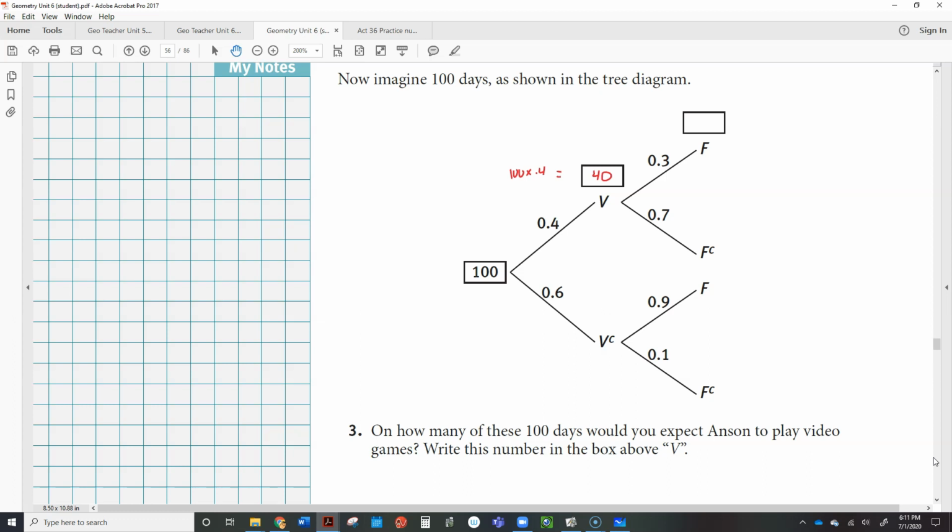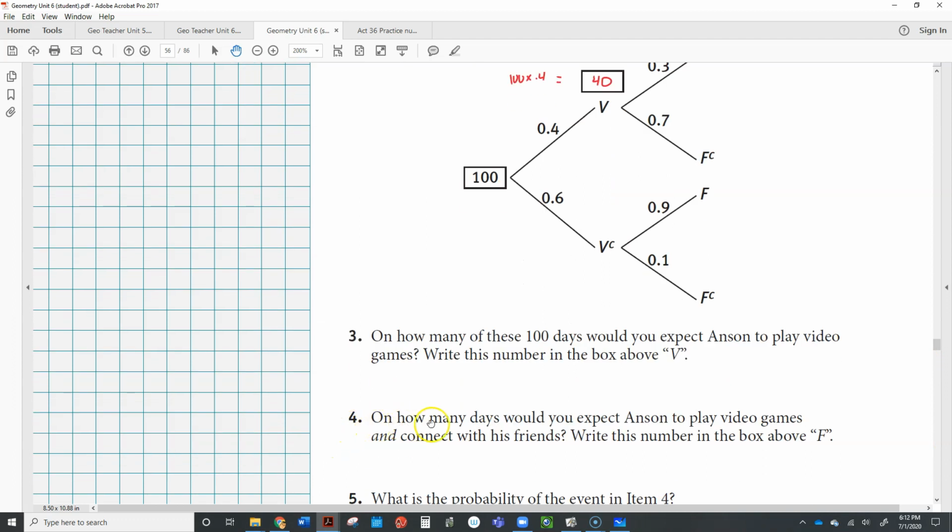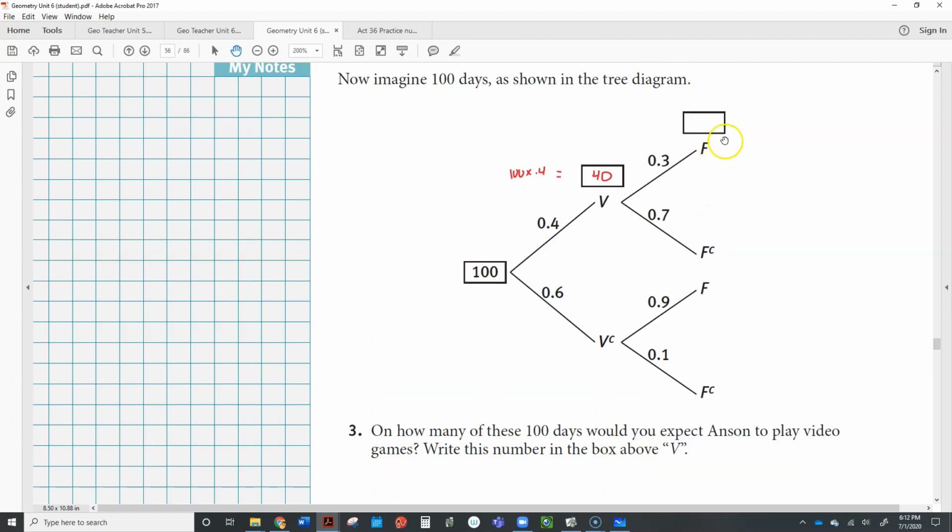So it says write the number in the box above B. So out of those 100 days, when he spun the spinner, 40 of those days he landed on a 4 or a 5, which allowed him to play video games. Okay, so we did number 3, we filled that in. Number 4 says, on how many days would you expect Anson to play video games and connect with his friends? So write this number above F.